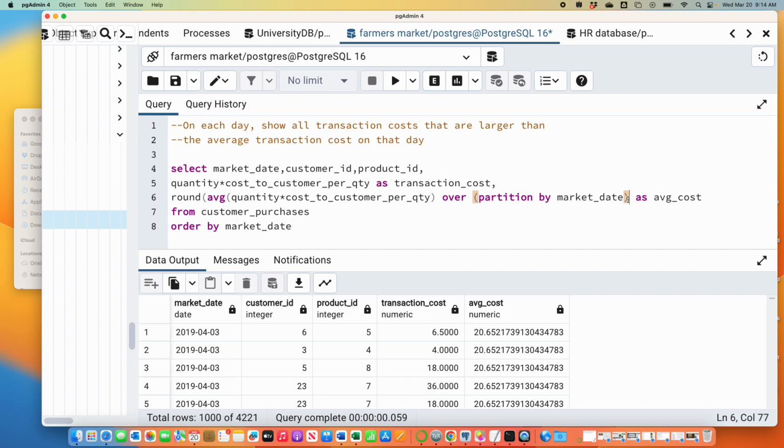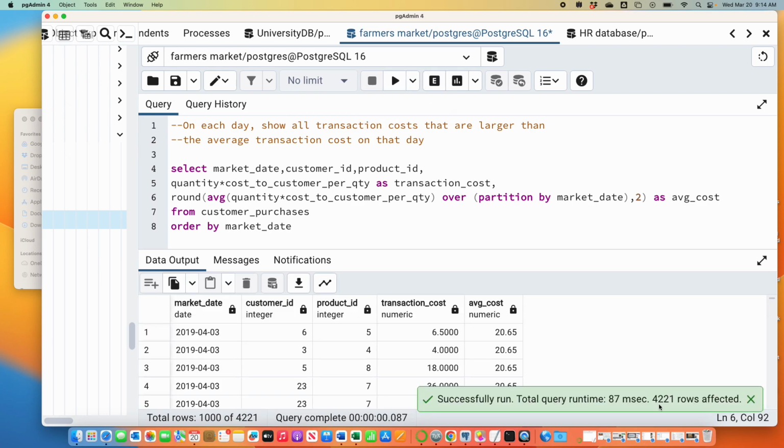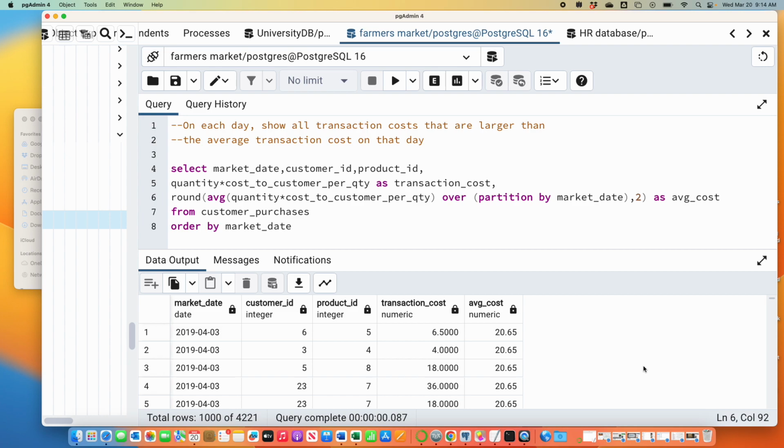Also, let me point out, it hurts my eyes to look at all those decimal places. So you can, of course, round this to 2 decimal places. You've got to be careful where you put parentheses. So round all this average over blah, blah, blah. You're rounding all of that. And then comma 2, you're not rounding this as average cost. So there you go. That makes that average a little nicer to look at. Questions on that? And is it clear how this is functioning?